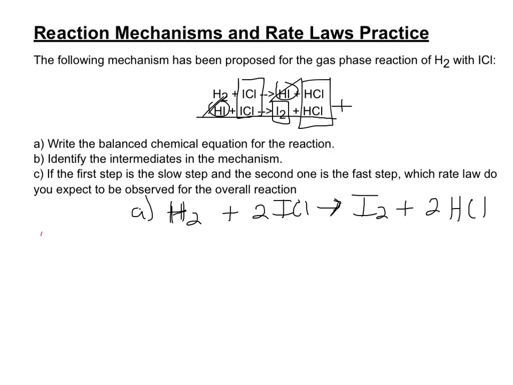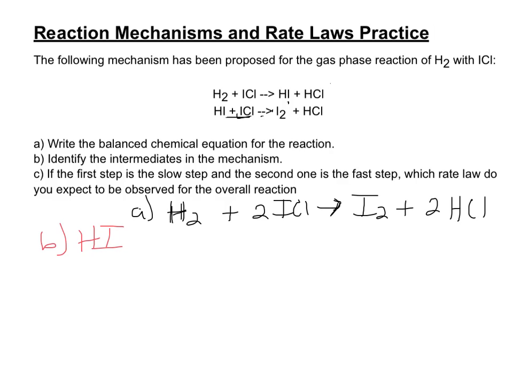And letter B, identify the intermediates in the mechanism. Well, by answering letter A correctly, we've already answered letter B. Your intermediate was HI, because the intermediate is a substance that is produced in an elementary reaction, which was the HI here, and it was also used up in an elementary reaction there. So that would be your intermediate.